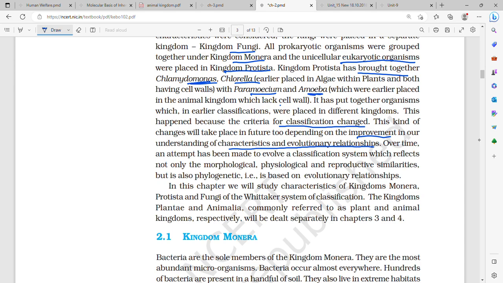Over time, an attempt has been made to evolve a classification system which reflects not only the morphological, physiological, and reproductive similarities, but also the phylogenetic, based on evolutionary relationships. That is, if two have common ancestors, then they will be placed together in the same group. So phylogenetic or evolutionary relationships are also very important. In this chapter, we will study the characteristics of kingdom Monera, Protista, and Fungi. Of the Whittaker system of classification, the kingdoms Plantae and Animalia are commonly referred to as the plant and animal kingdoms.